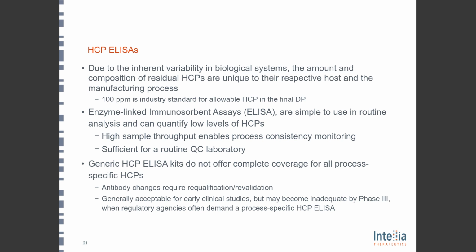ELISAs are actually very simple to use in routine analysis, and they can quantify low levels of HCPs. So a lot of companies go to the ELISA for their high sample throughput. You can enable process consistency monitoring. They're sufficient for a routine QC laboratory. They're quick to use. They're easy to train on. They're easy to validate. You can use generic HCP ELISA kits.